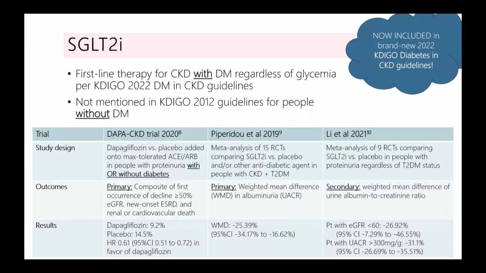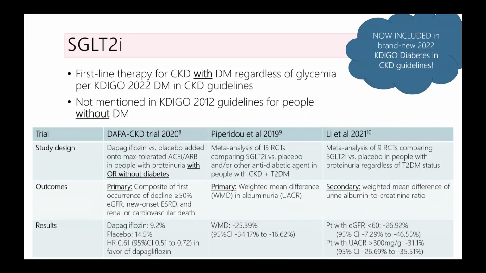So SGLT2 inhibitors were previously not listed in guidelines. However, the new 2022 KDIGO diabetes and CKD guidelines that just came out last week do recommend them as first-line therapy for people with concurrent diabetes and CKD. Unfortunately, the guidelines for CKD patients without diabetes are still not updated. In fact, they just referenced the guidelines from 2012, but there is data supporting their use.